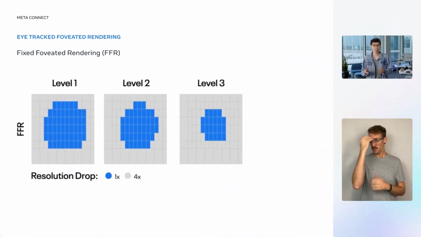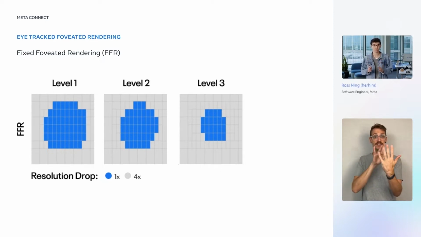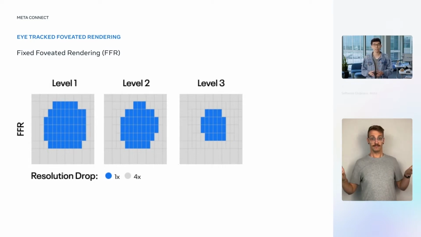You are probably familiar with FFR, or fixed foveated rendering, which renders full resolution in the center of the screen, often called the fovea region, and low resolution in the periphery. This provides substantial GPU saving for Meta Quest applications.